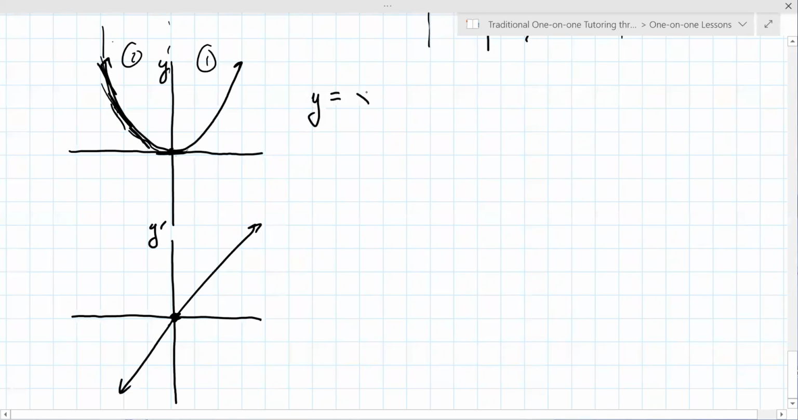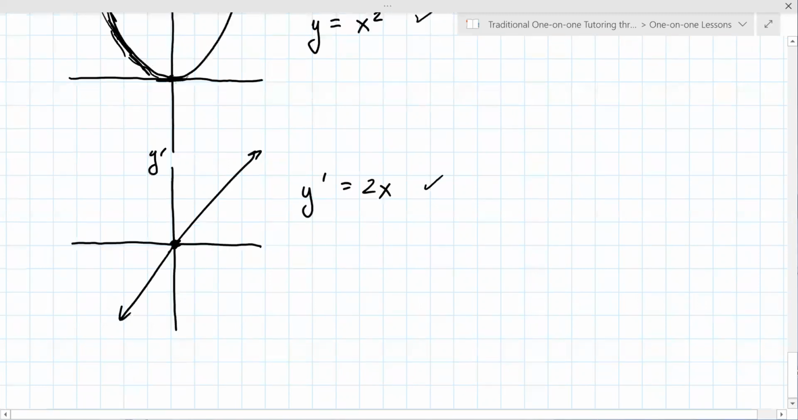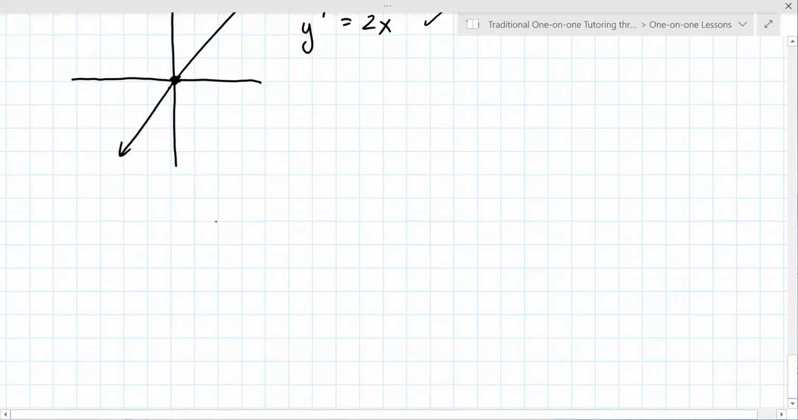And this is the graph of y equals x squared. What is the derivative of x squared? 2x. Does this look like 2x kind of? Yeah. Okay, let's do one more, at least one more. This is kind of the better way to learn curve sketching. Maybe you do it again.